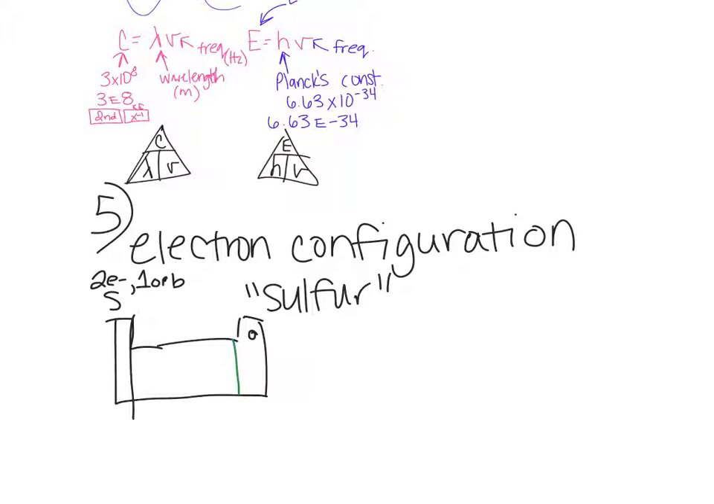The middle, the transition metals, this is D. This one can have 10 electrons, 5 orbitals. And this area over here is P, and that one can have 6 electrons with 3 orbitals. Okay, so when we go to find sulfur, we're going to follow along and we're going to use those letters as well as what energy level we are on, okay?